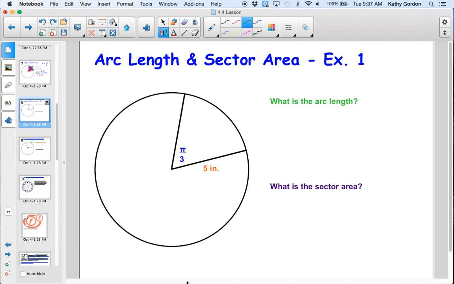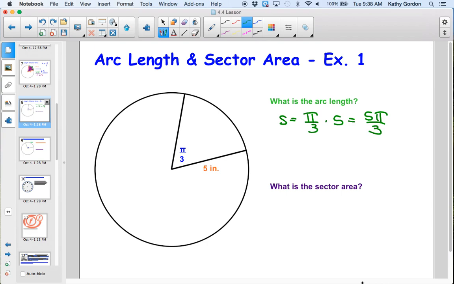How'd you get arc length? I got 5 pi over 3. Okay, and how'd you get it? I put in pi over 3 times 5, so the central angle times the radius. Pretty simple, because in this case, our central angle is being given to us as a radian, so it's just a matter of taking the radian times the radius, boom.